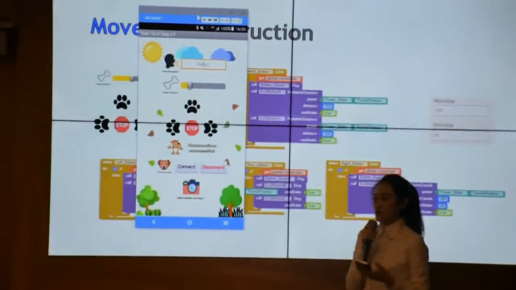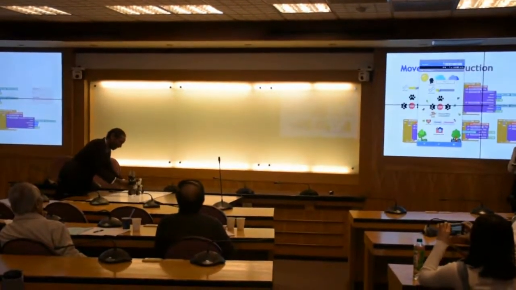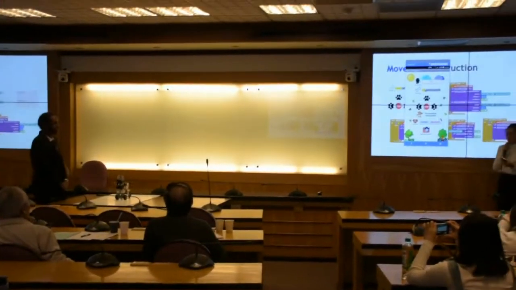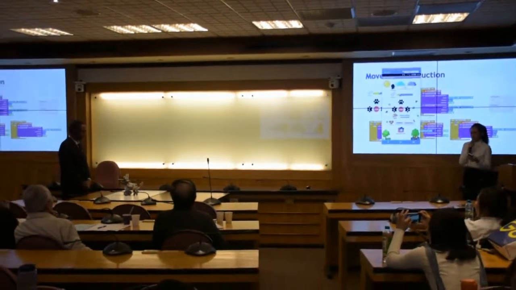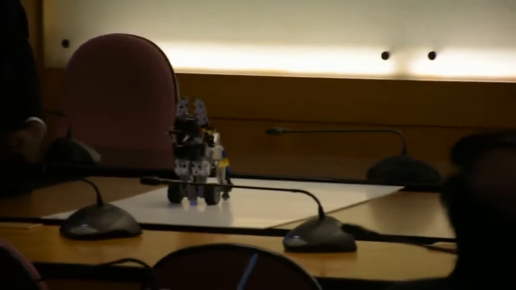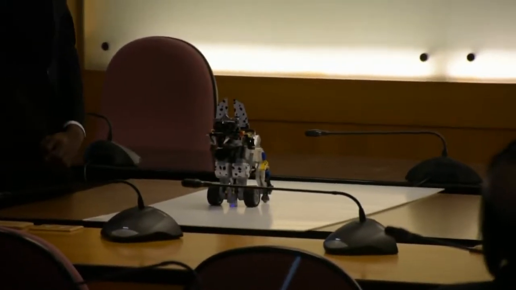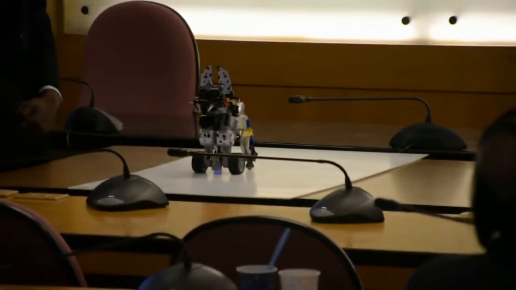I'm going to ask him to turn right and left. So let me try the right side first. Please look at the robot. Thank you. Okay, let me turn right. And then turn left to the middle. As you can see, these are the movements that he can make when we click the button.